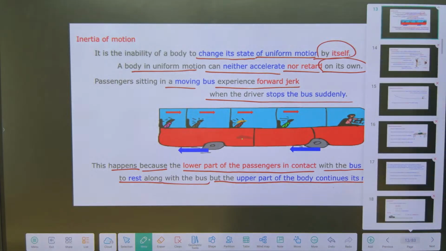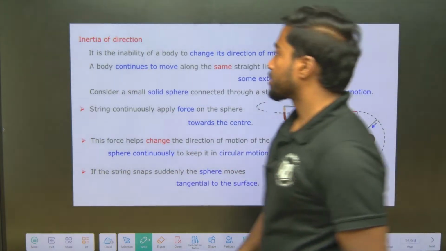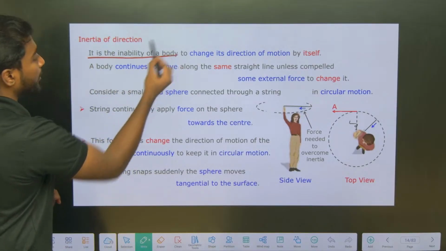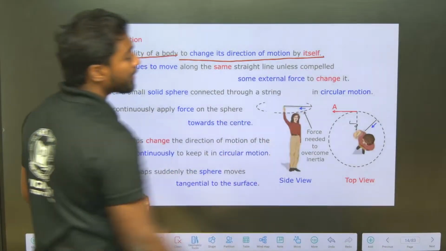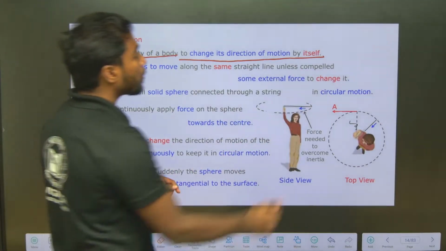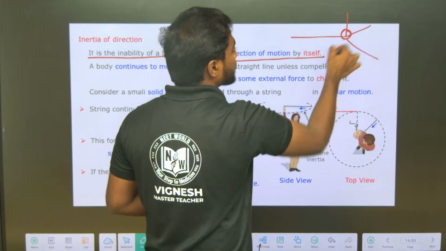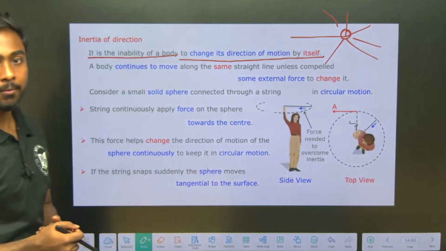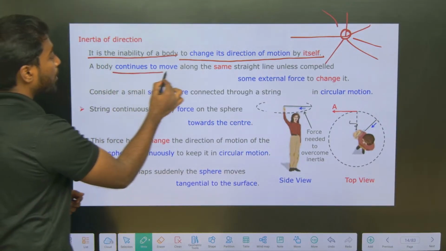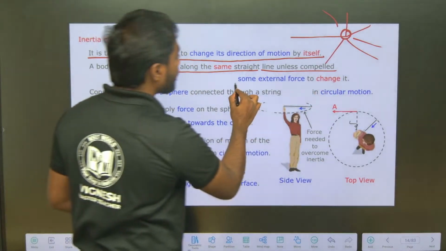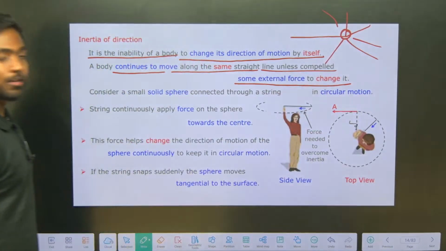So next one, inertia of direction. It is the inability of a body to change the direction of its motion by itself. If a body is continuously moving in some direction and I apply some external force, it can go in any direction. So a body continues to move along the same straight line unless compelled by some external force to change it.